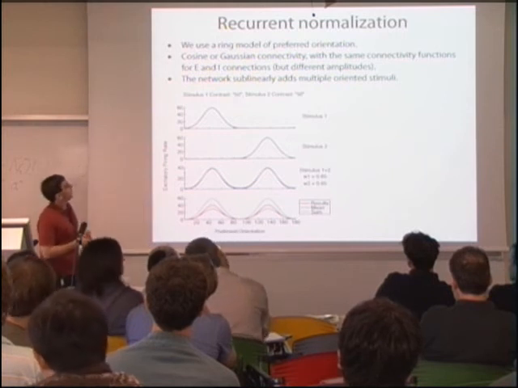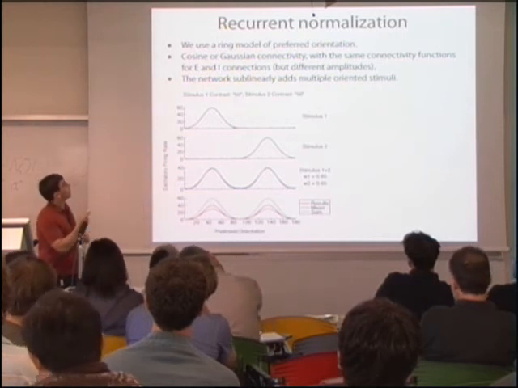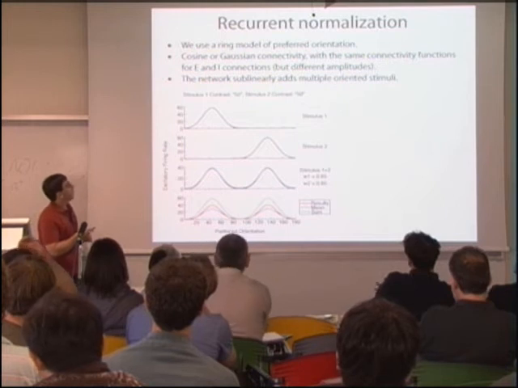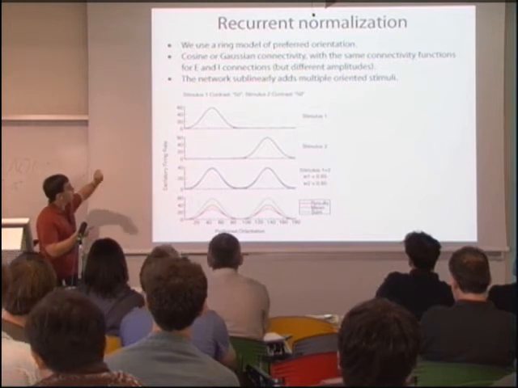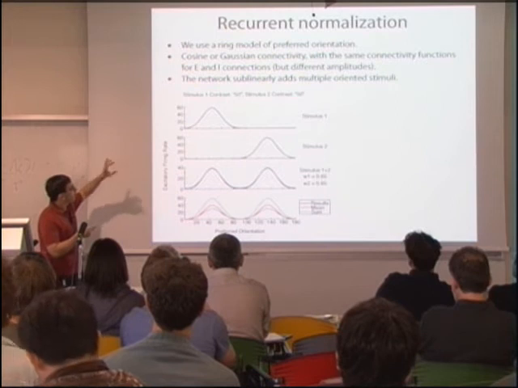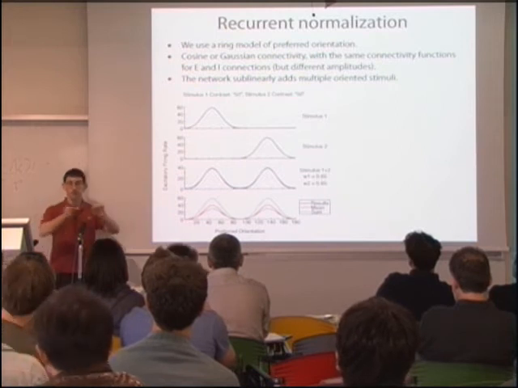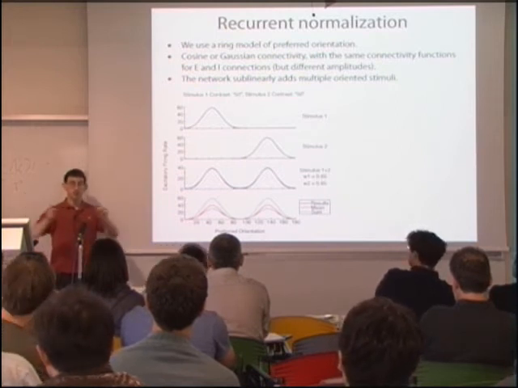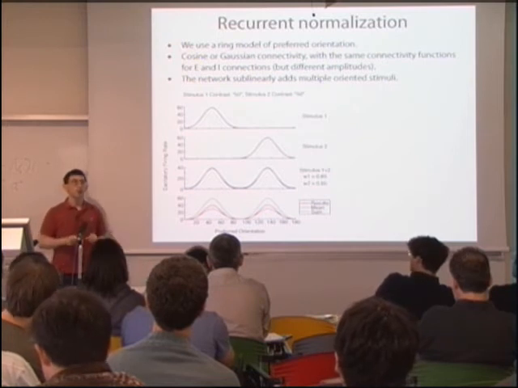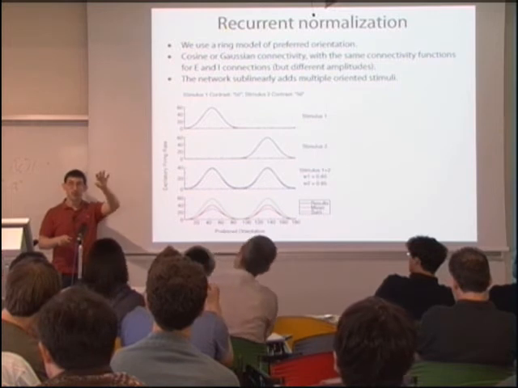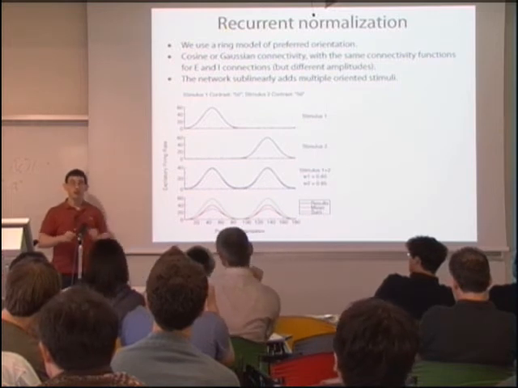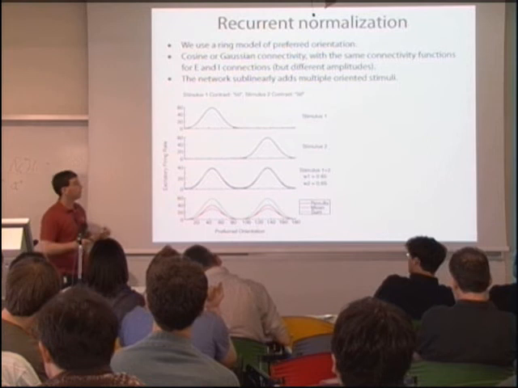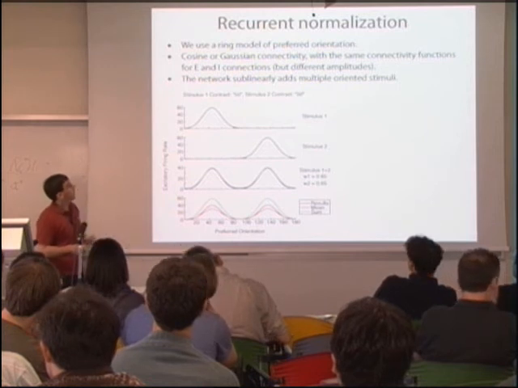So here you can use either cosine or Gaussian connectivity. And what's important about this is that when we model connections as a function of orientation distance, in orientation space, we use the same connectivity functions for all four connection matrices. So E to E, E to I, and also I to E and I to I, they all have the same spatial extent, and they only differ in their relative amplitudes.